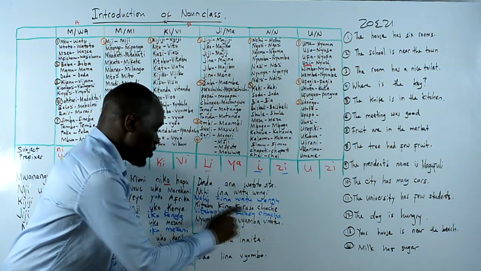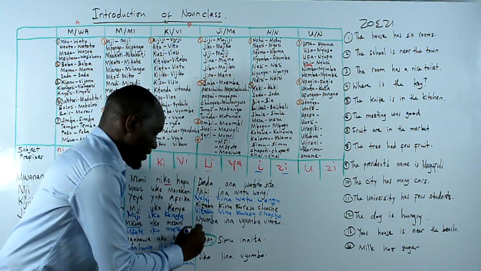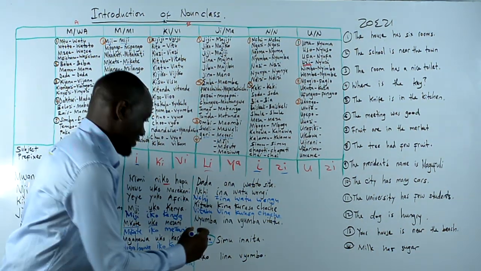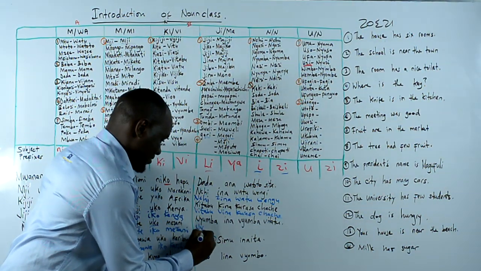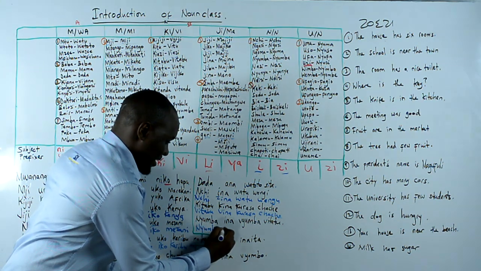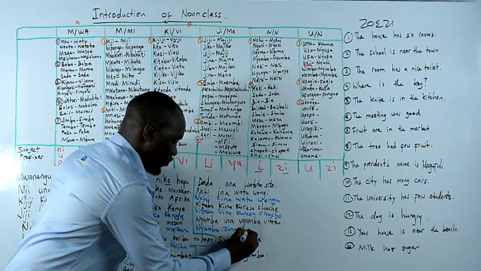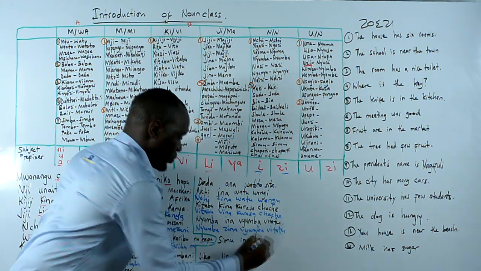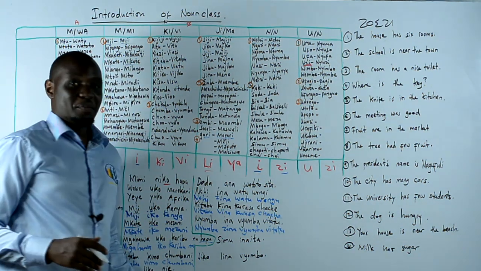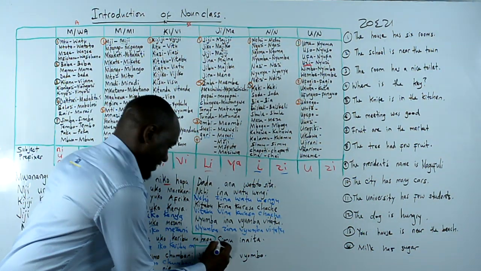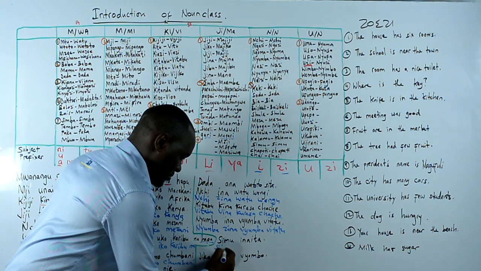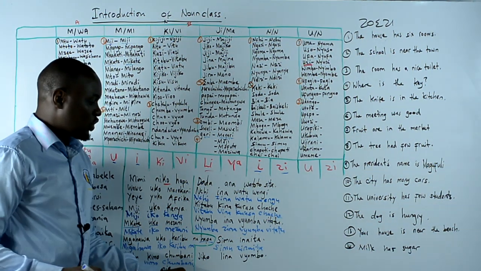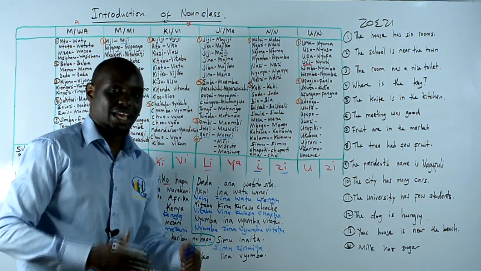Nyumba ina vyumba vitatu. That will be the houses have 3 rooms. Nyumba zina vyumba vitatu. Simu inaita. Many cell phones are calling. How do you say that? Simu zinaita. Jiko lina vyombo. Kitchens has dishes.